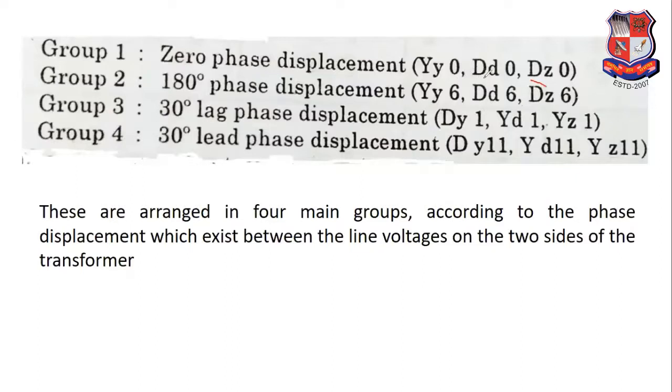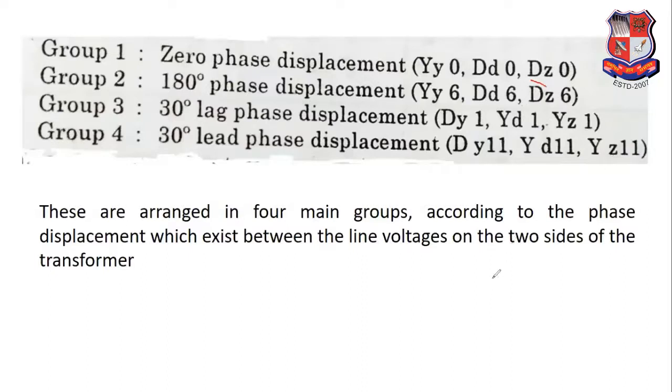The second connection is DD0. So DD0 means HV winding is connected in delta, LV winding is connected in delta, and the phase displacement between these two is zero. And same way for DZ0, HV winding is connected in delta, LV winding is connected in zigzag connection. Z stands for the zigzag. And zero means phase displacement between these two is zero. Now 180 displacement.